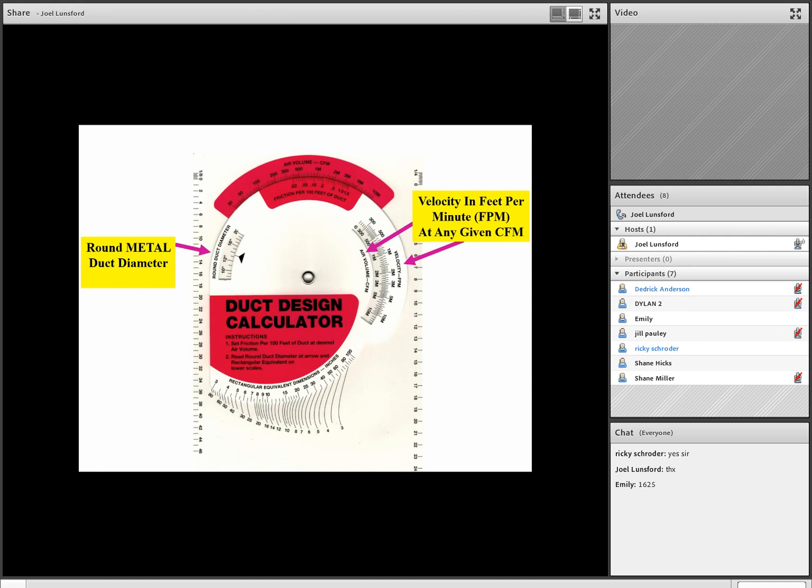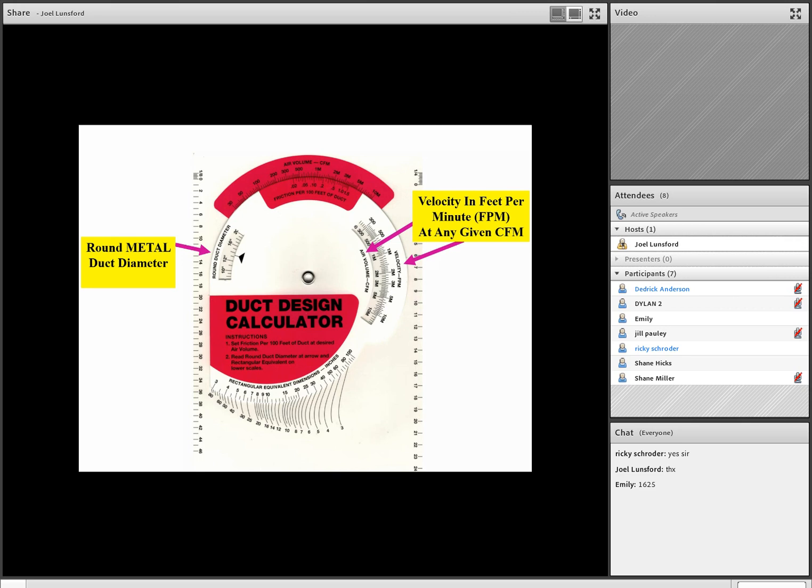So 700 feet a minute velocity and 2,000 CFM. What size duct would we need to provide that? Anybody? Okay, we see at 700 feet a minute velocity at 2,000 CFM air volume, we would need an approximately 22-inch round duct to provide that air volume at 700 feet a minute velocity.